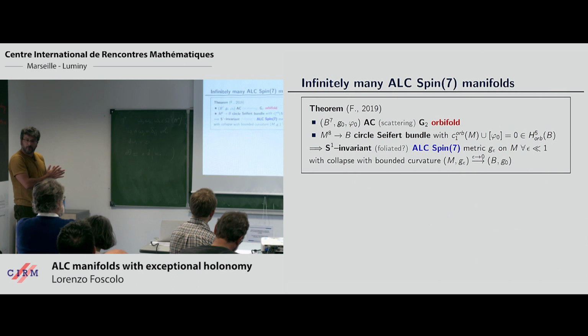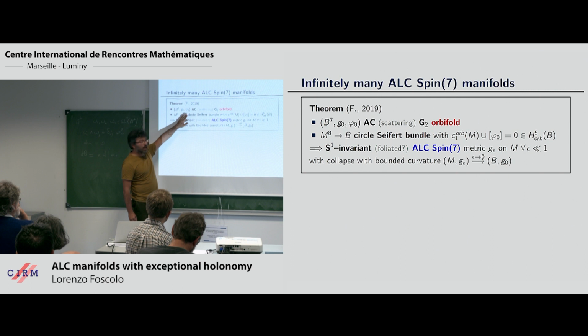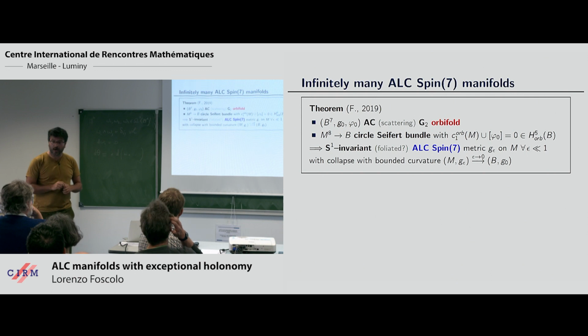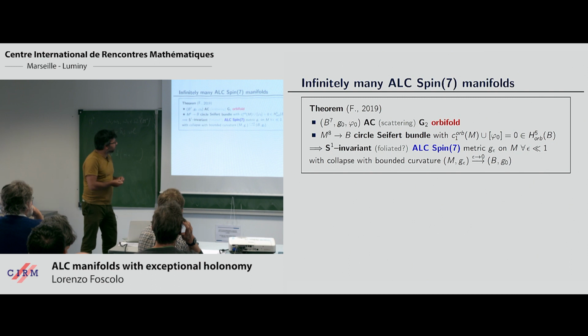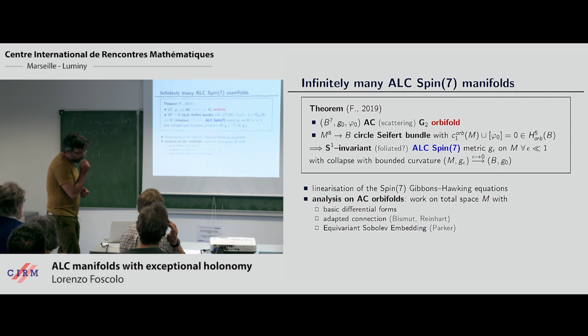The point is that there are essentially very few asymptotically conical G2 manifolds known, but there are plenty of asymptotically conical G2 orbifolds. So here, what you want to do is start with an asymptotically conical orbifold that admits a circle orbibundle whose total space is a smooth manifold, some sort of Seifert circle fibration, and construct a metric that maybe one should call foliated ALC, some example of foliated boundary metrics or something. OK, so how do you prove this? Well, it's an iteration scheme.